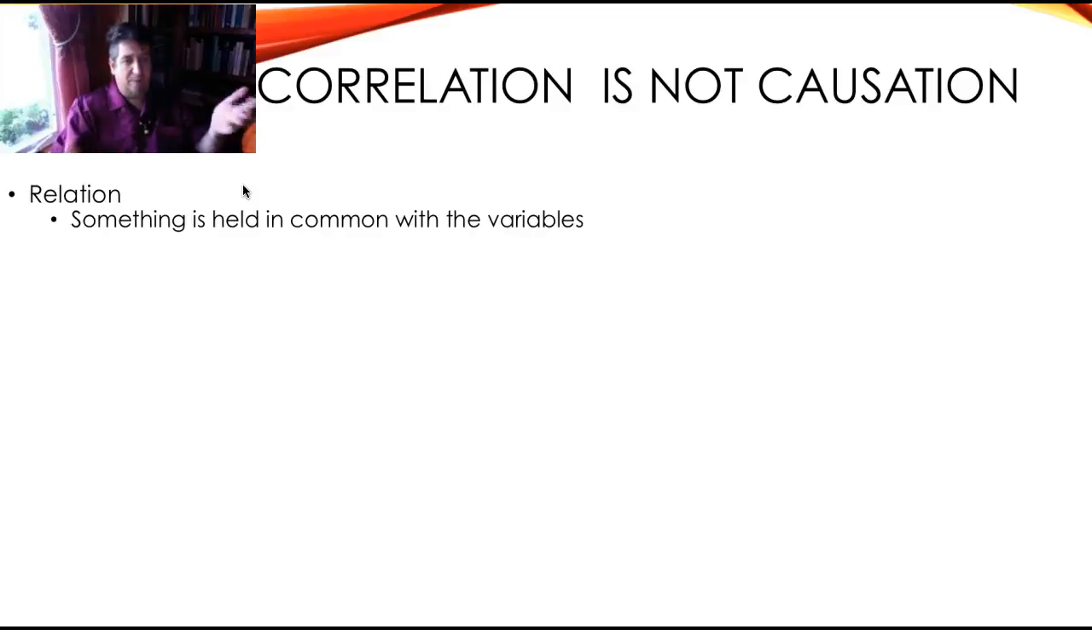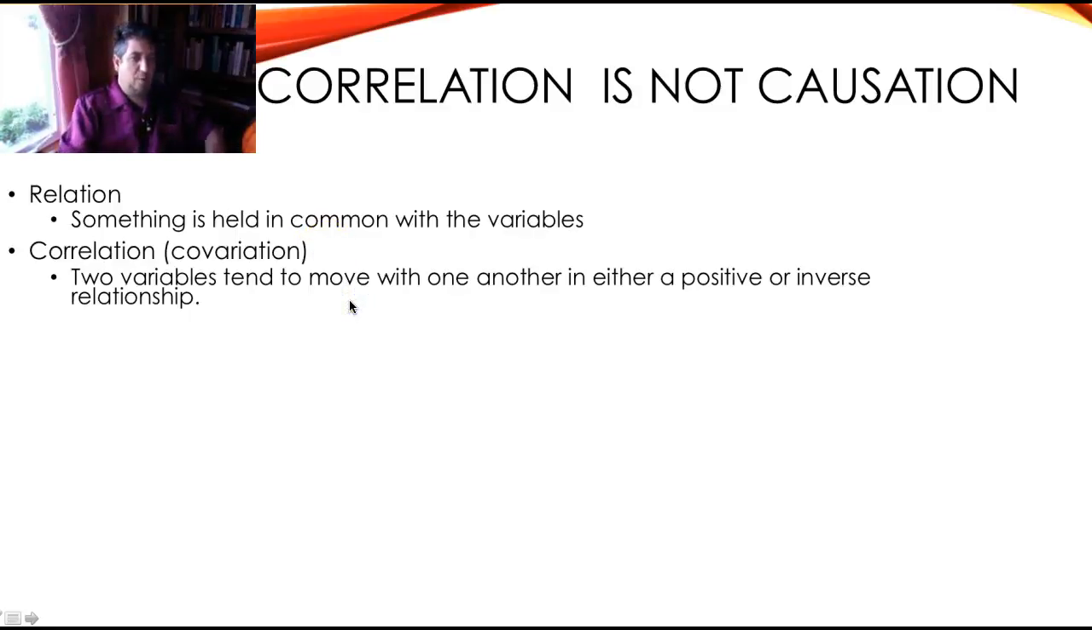First off, a relationship means that something is held in common with the variables, and we've talked about those. You can have a positive relationship, which is as x increases, y increases. You could have an inverse relationship, as x increases, y decreases, or you could have a null relationship. Nothing happens, right? That's what we would see in terms of a correlation. The two variables tend to move with one another in either a positive or an inverse way.